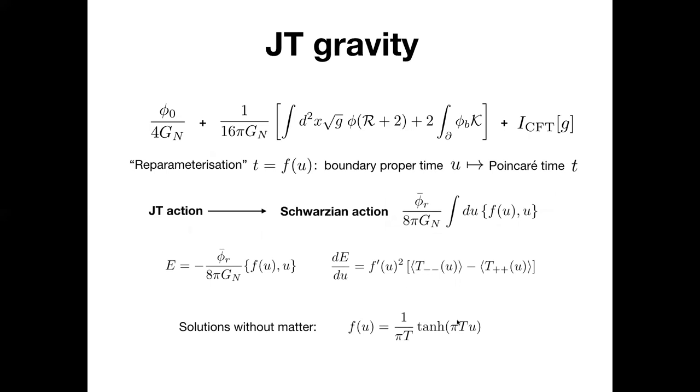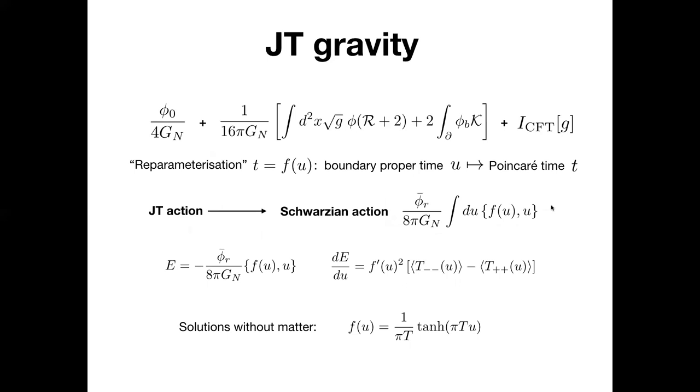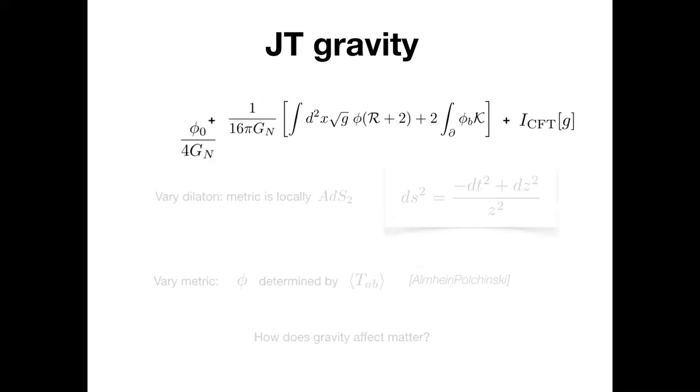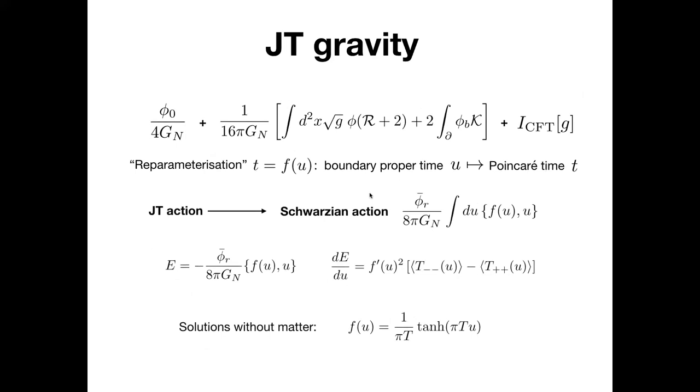Okay, so that's JT gravity. It's a fairly lightning review, but hopefully it gives some idea of why this model is potentially solvable. It's this fact that the dilaton dynamics are determined from the conserved quantities of the matter. The matter propagates on this rigid AdS2 background, and all the dynamics is determined by this reparametrization.